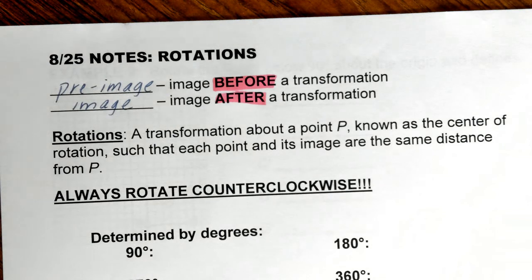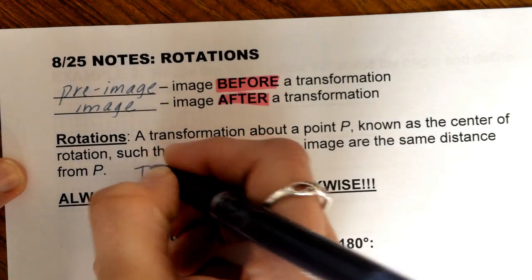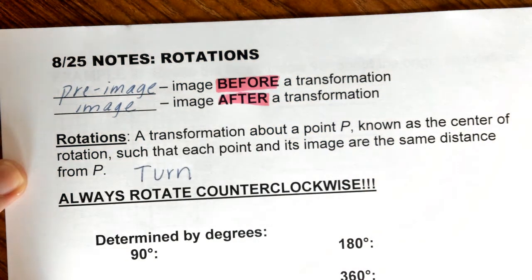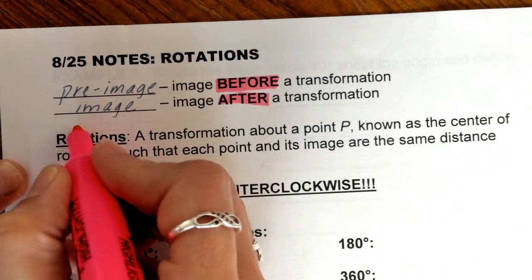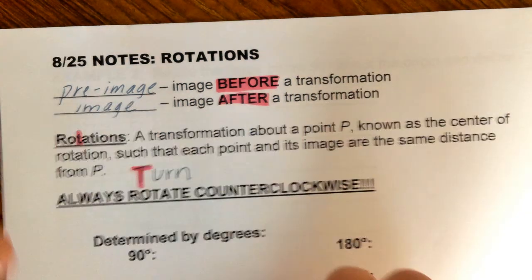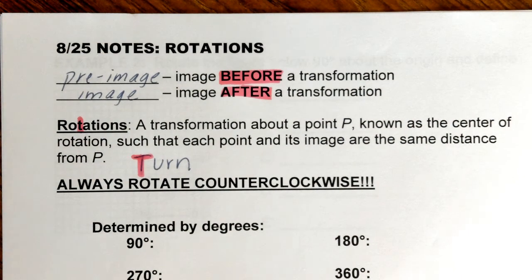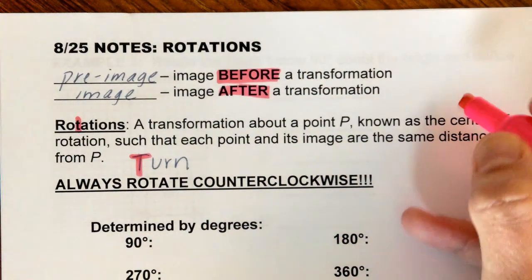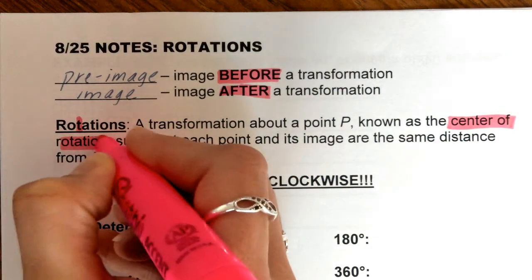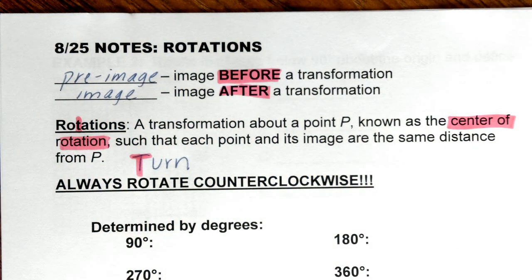Okay? So we talk about a rotation. We need to remember that a rotation is a turn. And how we can remember that is, I know there are two T's, but rotation, turn. We're going to be transforming about a point. It's not always going to be P, but there's going to be a certain point that is known as the center of rotation. That we're going to rotate this figure around.